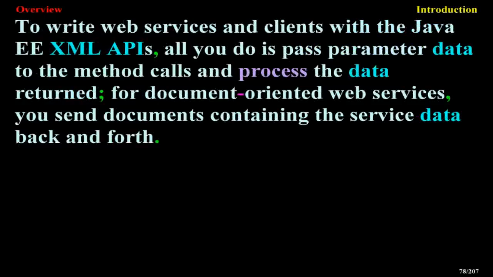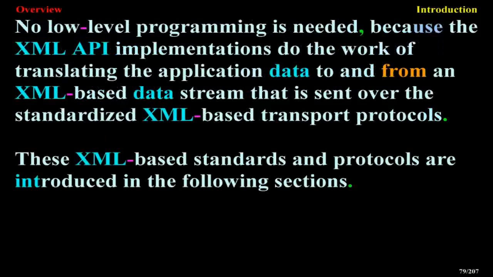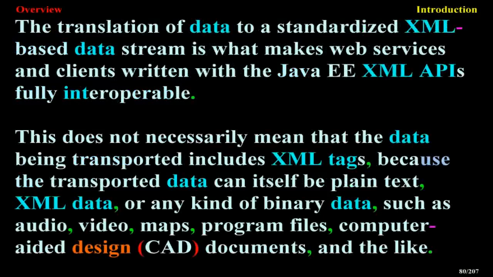For document-oriented web services, you send documents containing the service data back and forth. No low-level programming is needed because the XML API implementations do the work of translating the application data to and from an XML-based data stream that is sent over the standardized XML-based transport protocols. These XML-based standards and protocols are introduced in the following sections. The translation of data to a standardized XML-based data stream is what makes web services and clients written with the Java EE XML APIs fully interoperable.